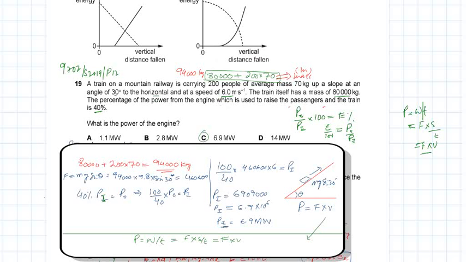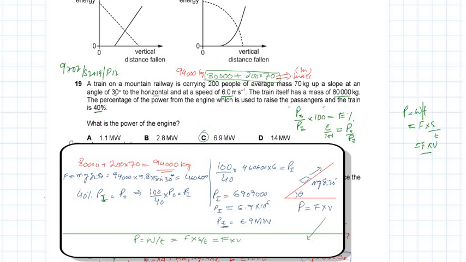Okay? So the train itself has a mass of 80,000 kilogram. So here we also need to think that the mass of the train is 80,000 and there are 200 people each having 70. So we need to add all the masses, which is approximately equal to 80,000 plus 200 times 70, which is 94,000 kilogram. Okay. So we have calculated the mass as well.